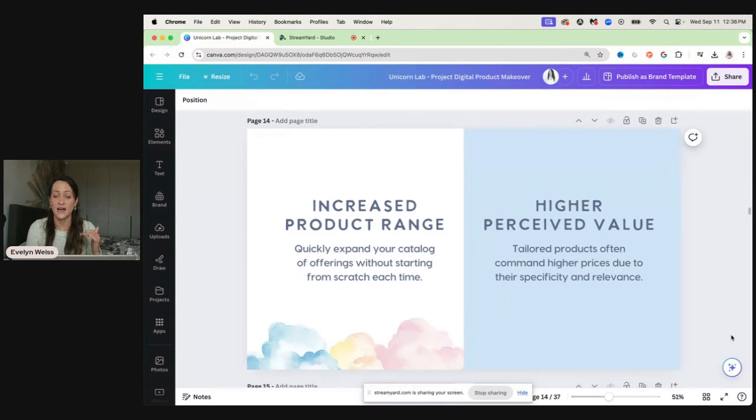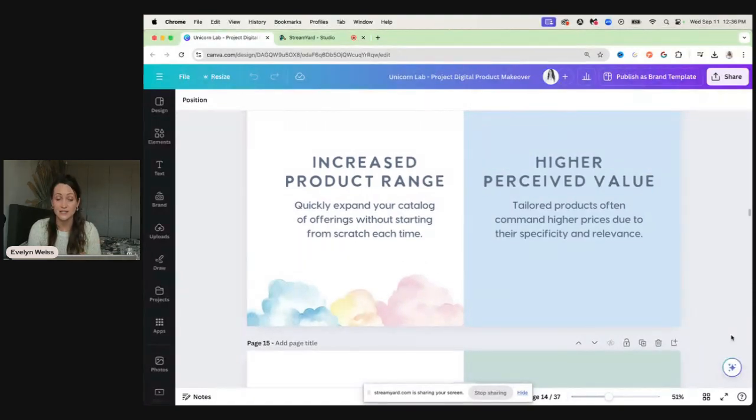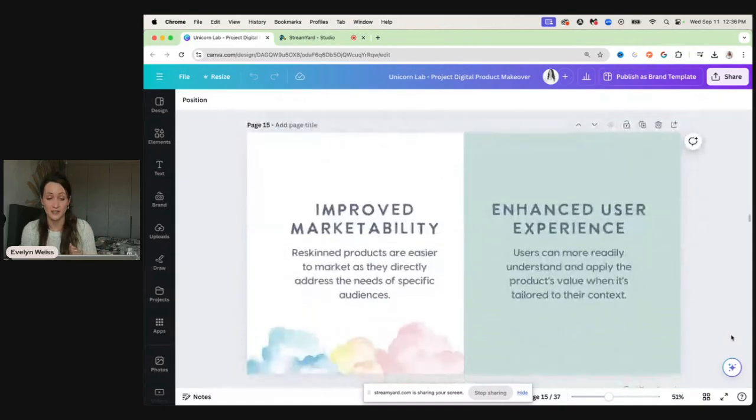You have a higher perceived value. The tailored products, like I explained with the lollipop example, often command a higher price due to the specificity and relevance that they offer. That ultimately equates to improved marketability. Reskinned, renamed, reframed products are easier to market as they directly address the needs of the specific audiences, as they directly appeal to those specific audiences.